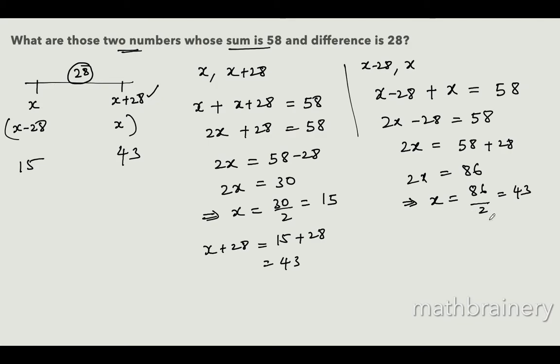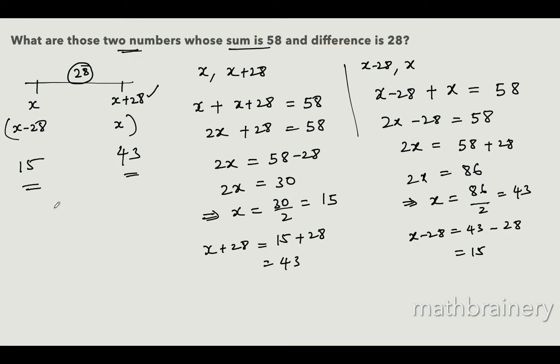So if your x is 43, then x minus 28 must be 43 minus 28, which is 15. So your two numbers are 15 and 43 in both the cases. There is a third, more easier method.